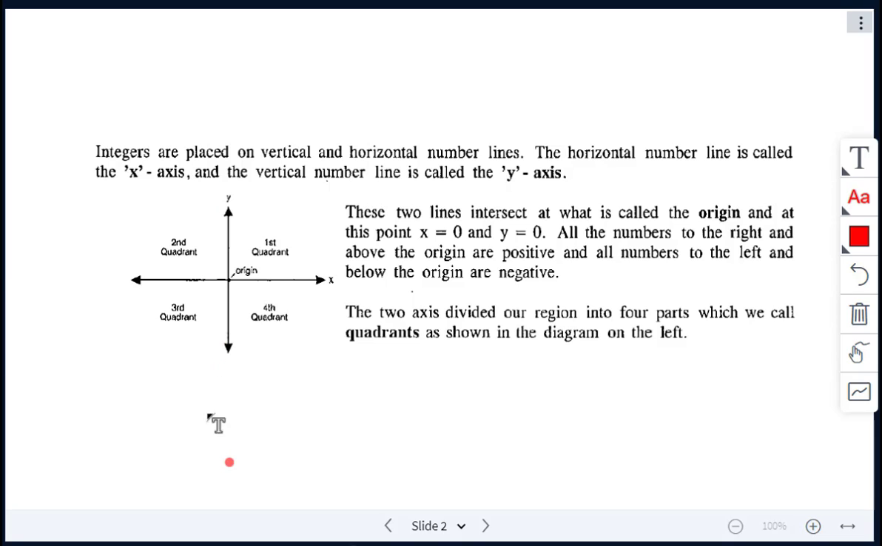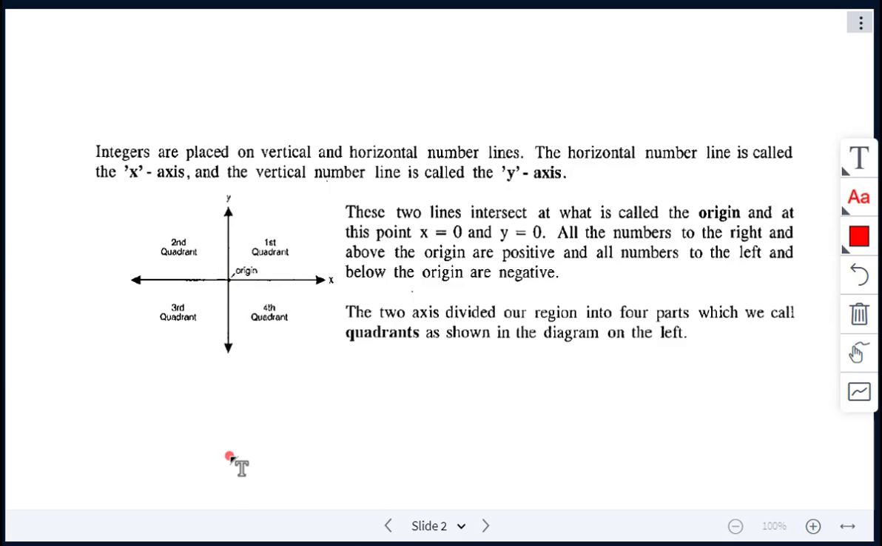So this vertical axis here, that's the y-axis, and then this horizontal axis here, that is called the x-axis. And these two number lines intersect at this place here, and that's called the origin. The origin is where x equals 0 and y equals 0. So right here is the origin.